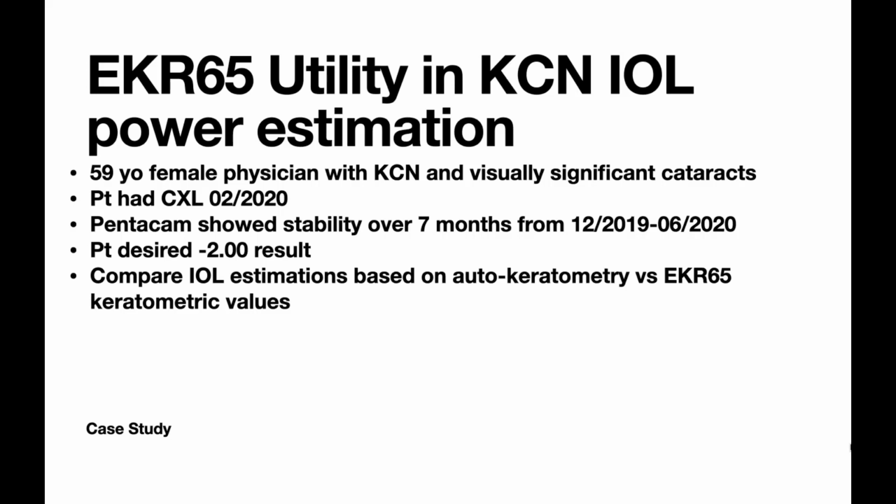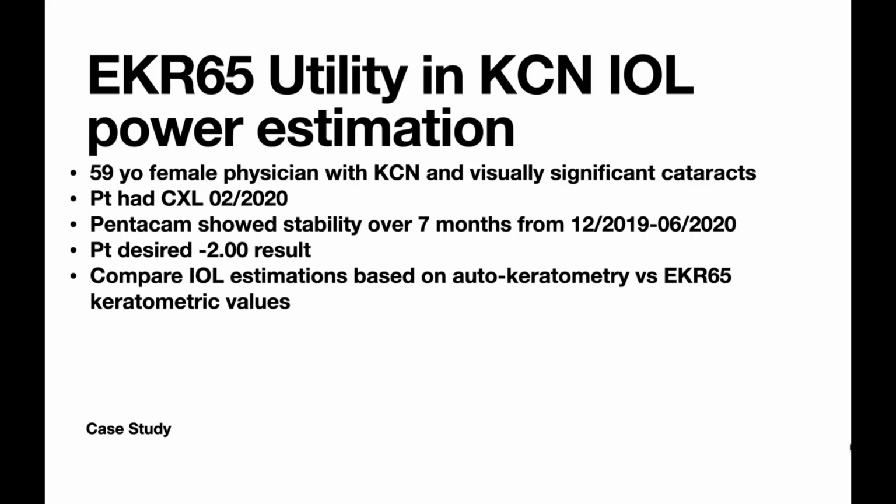In this example, I had a female physician come in. She had keratoconus. She had significant cataracts. I had her cross-linked. This was back in 2020. She still showed stability, even some flattening over 7 months, which I documented with the Pentacam progression analysis. She wanted to be myopic. She wanted to be able to read without glasses. She was used to that being a keratoconic patient. And I'm just going to show you all these different measurements I got.